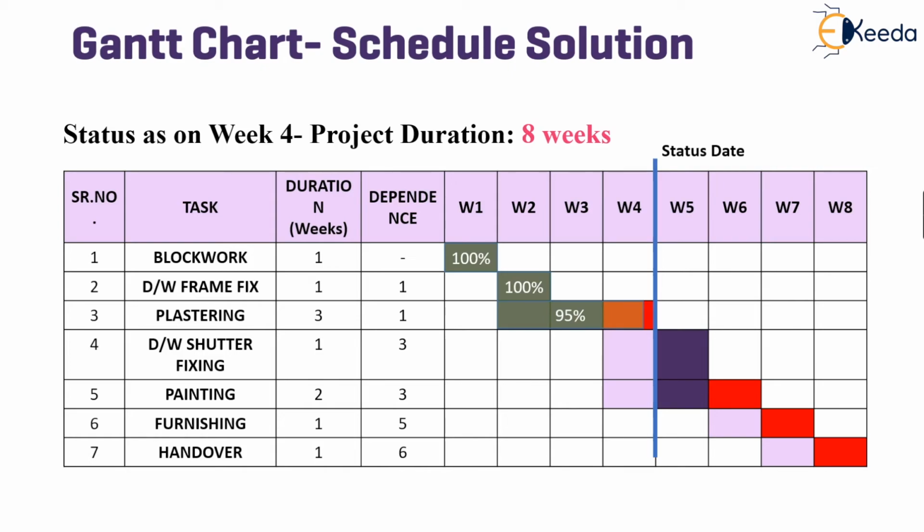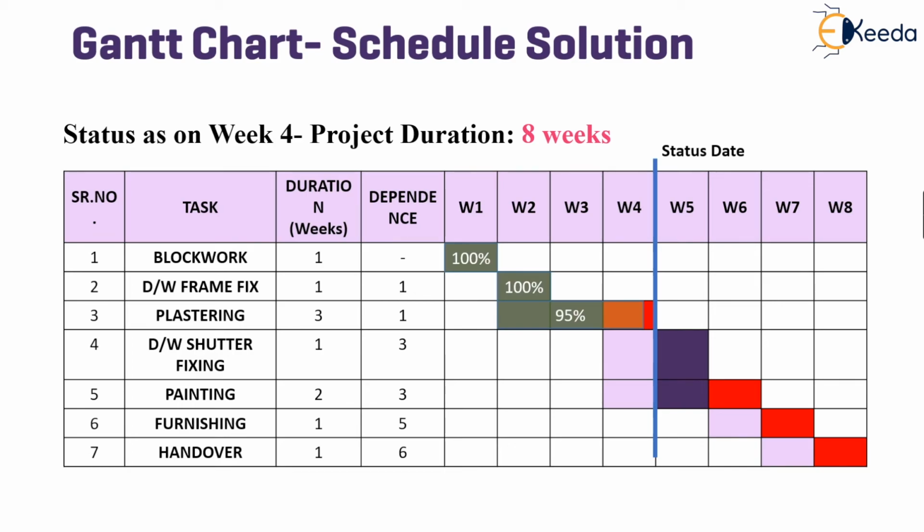Now, we try to update the schedule and check the progress status as on week 4. The status date is seen in the form of a blue line, which marks today's date, and we evaluate the project progress. Blockwork was completed 100% on time. The door window frame fixing was also completed in 1 week time. However, the plaster gang did very slow work and could not complete the job in the scheduled 2 weeks, and went on to take 3 weeks, and the work currently is 95% completed.